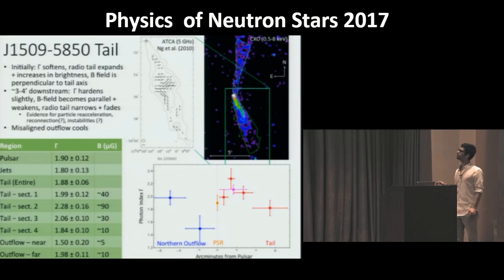The magnetic field reorients and becomes parallel to the tail. And the radio tail fades, which is interesting, as well as it narrows. But you would think that if it's narrowing, it should increase in brightness because the particles are being confined to a smaller area. The misaligned outflow cools, which suggests that it's not the same type of outflow as a tail. And the magnetic field also decreases in the second part of the tail somewhat drastically, which suggests that maybe there's some kind of reconnection here.